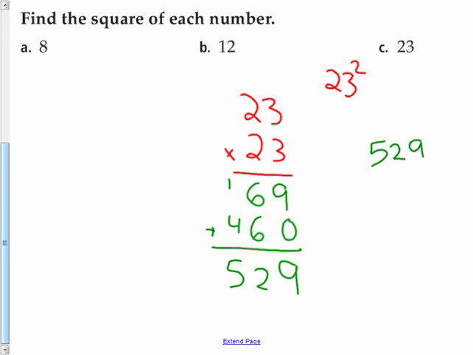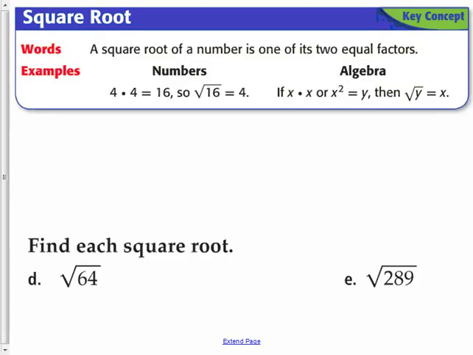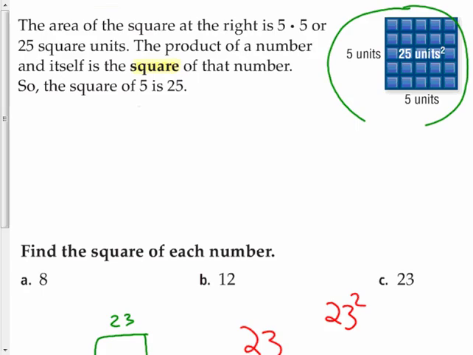What that means, one last time here, is that if I had a square that was 23 by 23, its area is 529 square units. So that's calculating a square. We can also go the opposite direction. What we did here is we knew the length and the width, and we wanted to know the area of the square.